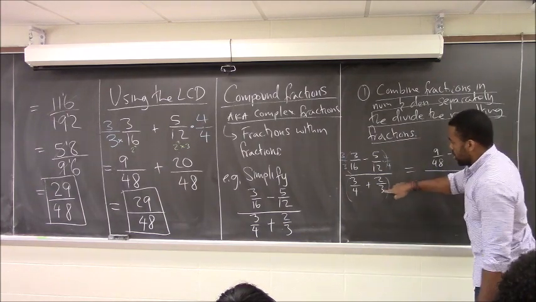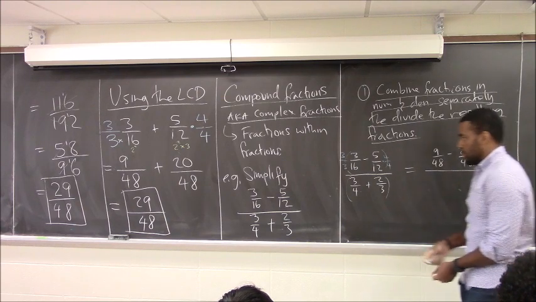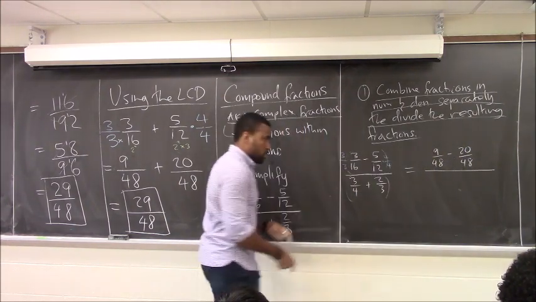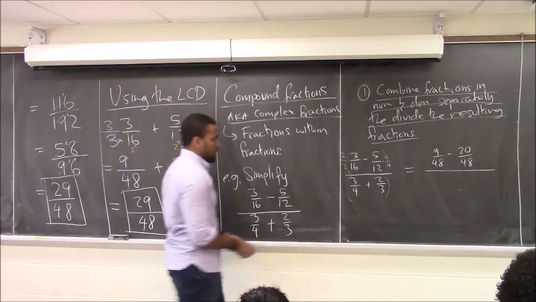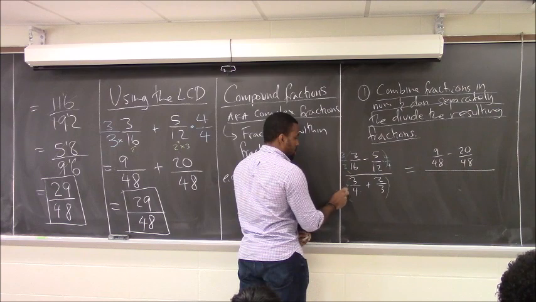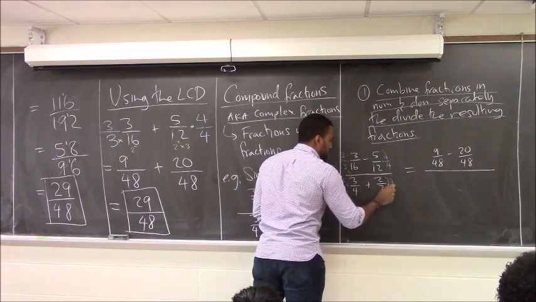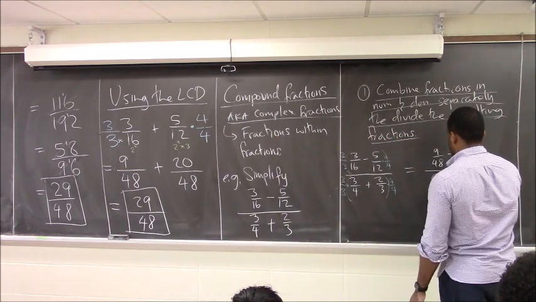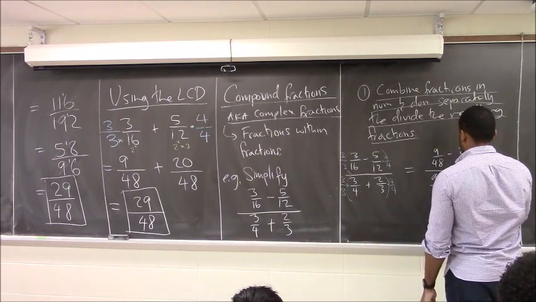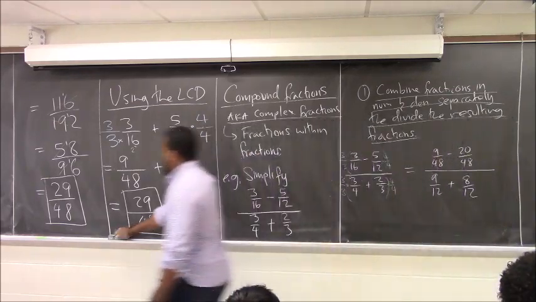Now, for the bottom, what is the LCD here between 3 and 4? 12, right? And it's easier to see this one, but of course, if you can't think of it, just do the prime factorization like I did before. So a 3 is missing from this denominator, and a 4 is missing from that denominator. So now I would get 9 over 12 plus 8 over 12. That allows us to combine these guys.